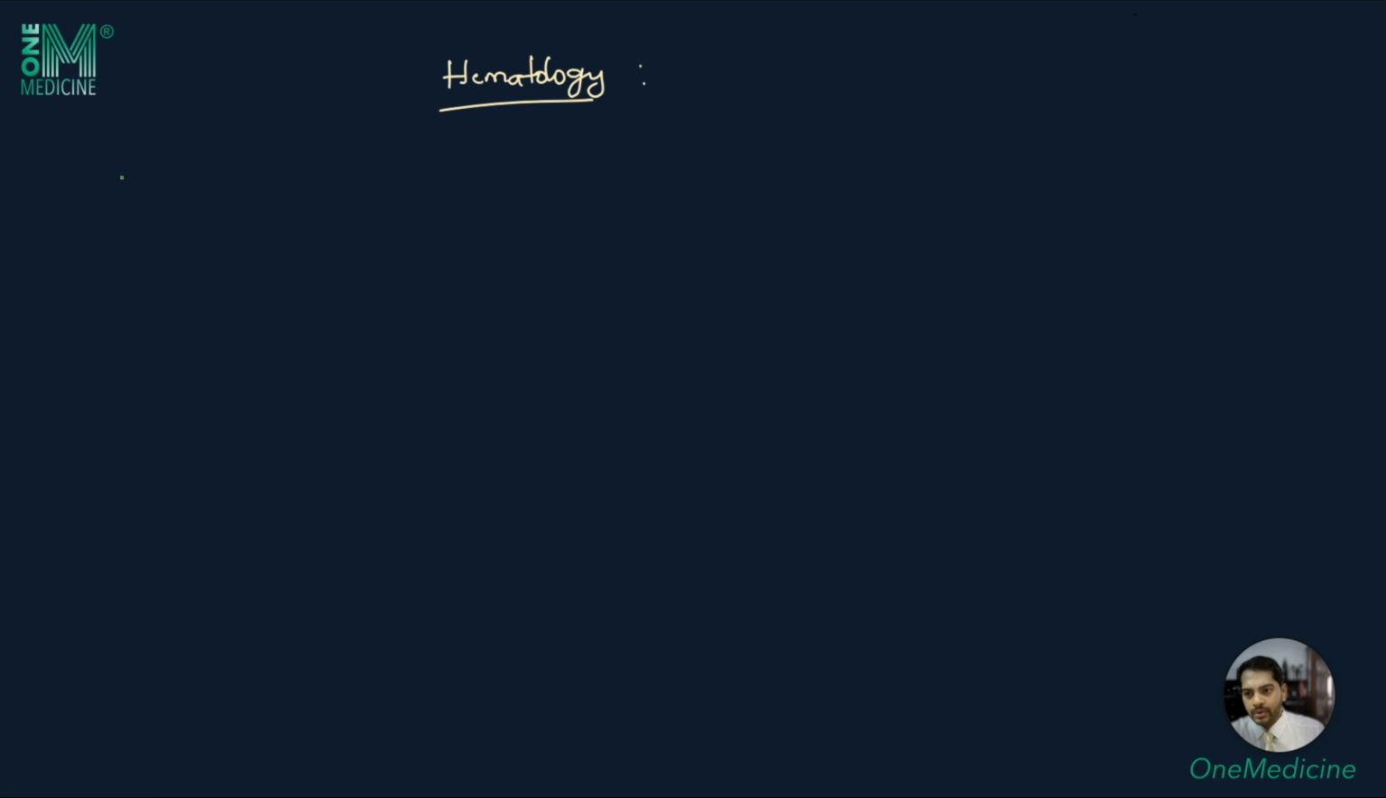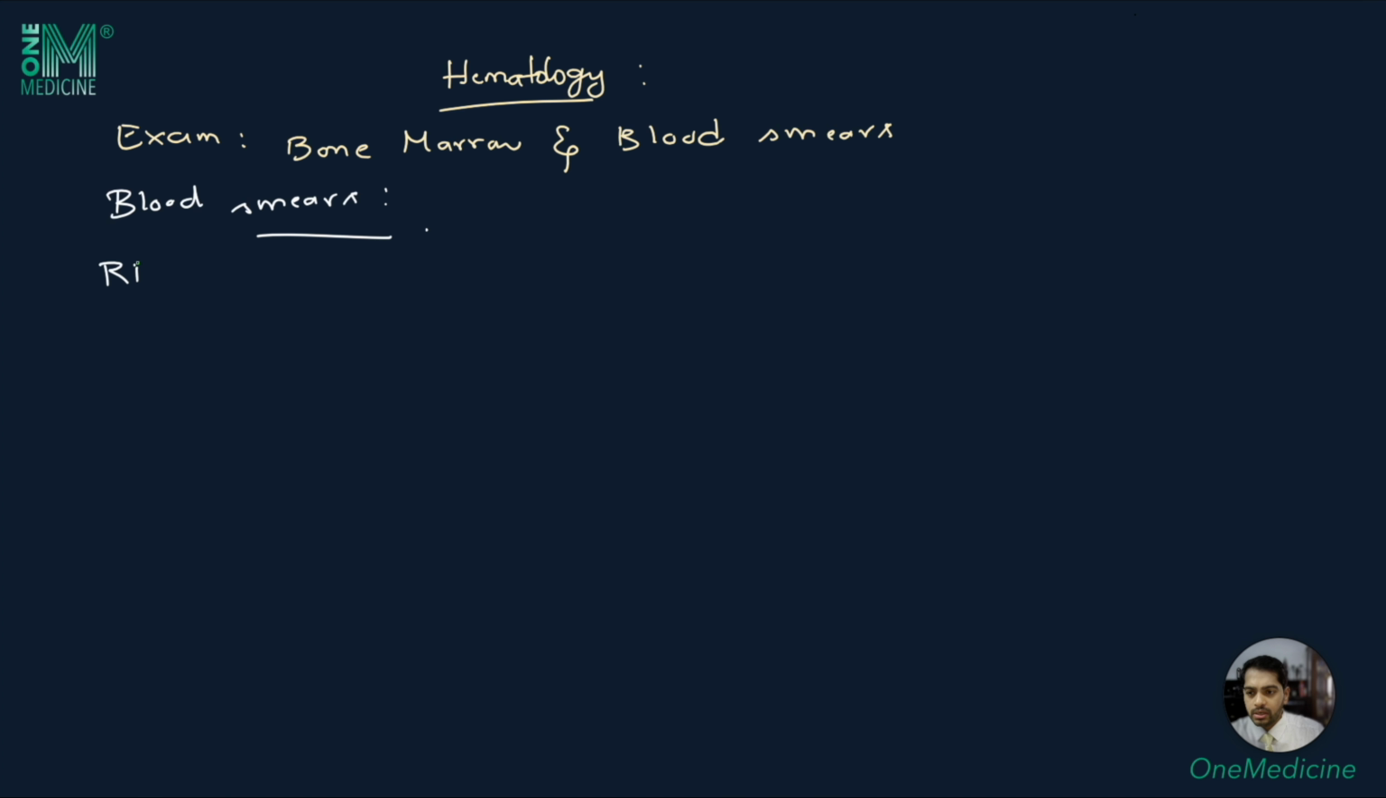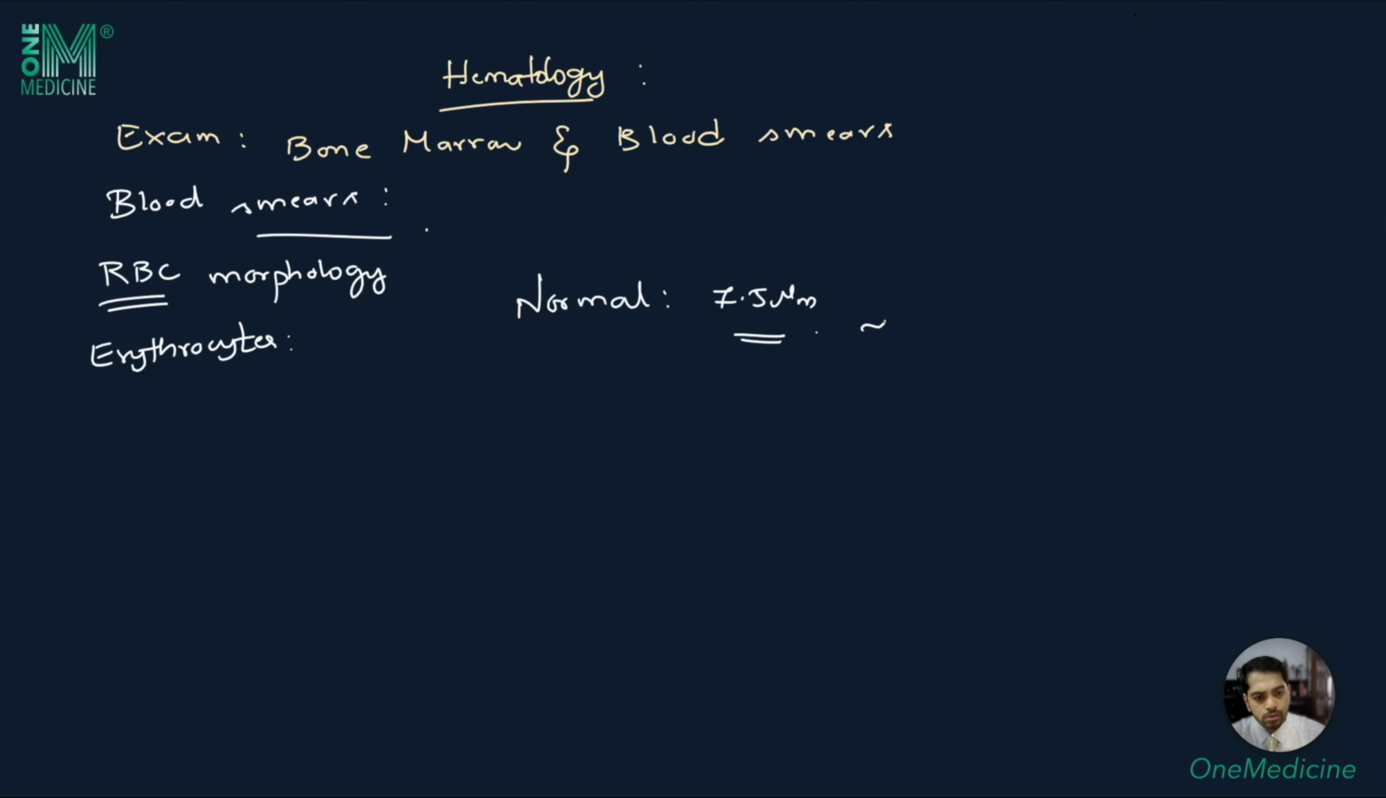So let's start with the first topic, that is examination of bone marrow and blood smears. In blood smears, first topic is RBC morphology. RBC is also called as erythrocytes. The normal size of RBC is 7.5 micrometer, which is also approximately equal to the size of a small lymphocyte or the nucleus of a large lymphocyte.